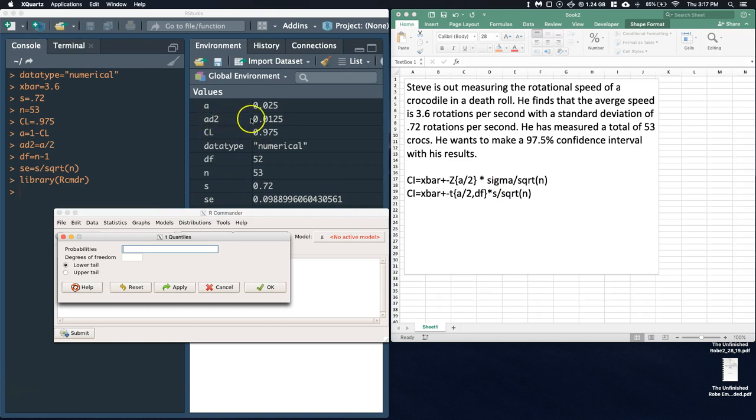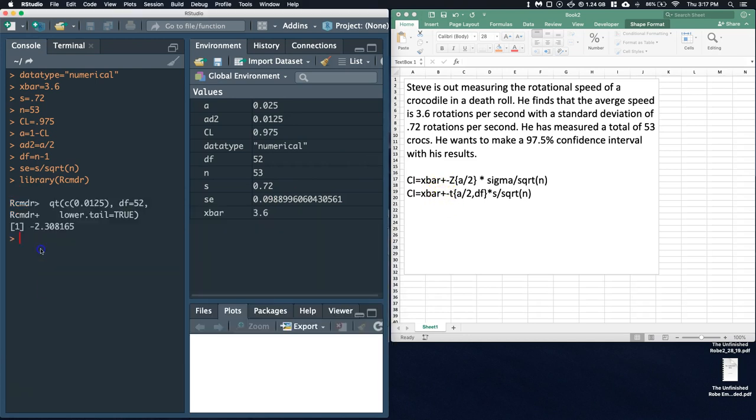So up here, I've got my alpha divided by 2. That's your probability, 0.0125. And the degrees of freedom are going to be equal to 52. Now, it doesn't matter if you choose the lower or the upper tail, because we're just looking for the distance from the mean. It could be positive or negative, and we're actually going to use both because we do plus or minus anyways. All right, so I'm going to go ahead and click OK. And it gives me my quantile, this QT.